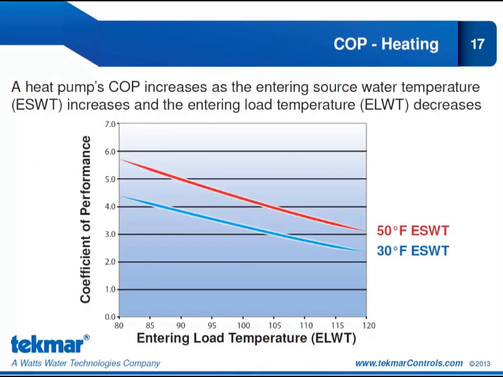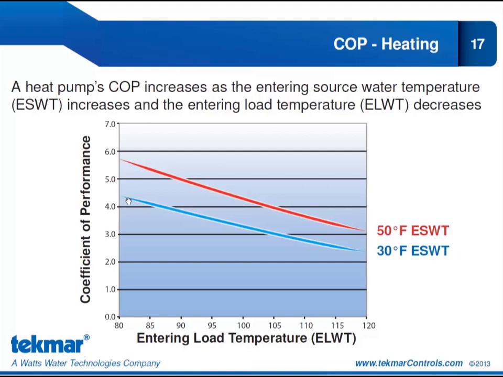On this slide, we're going to look at how a heat pump's COP, or coefficient of performance, changes along with the entering load water temperature, ELWT, and the entering source water temperature, ESWT. So we can see on this chart that the coefficient of performance is highest when the entering load water temperature is at its lowest. So anything we can do to reduce that entering load water temperature will give us a higher heat pump efficiency.